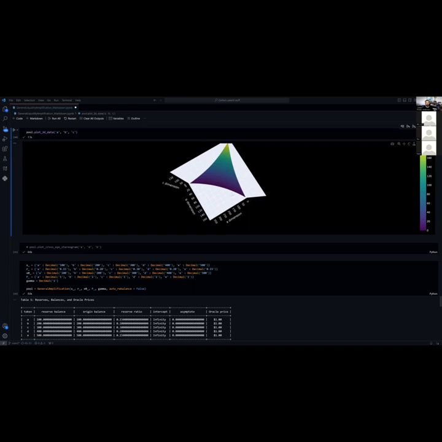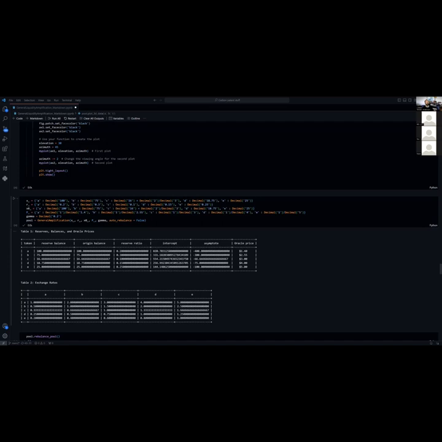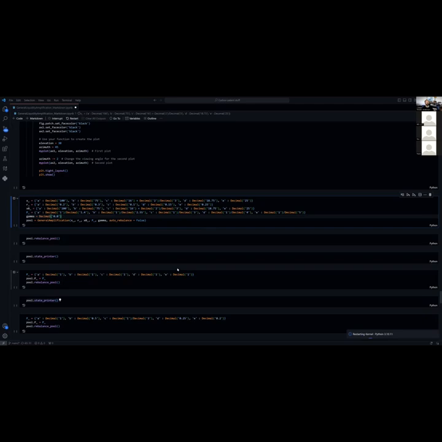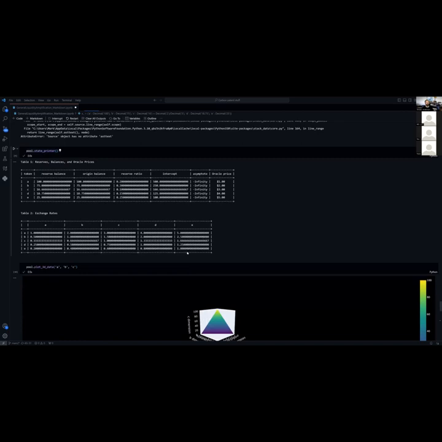But what do you think it would look like if we increase the amplification to infinity? Just quietly think to yourself, what would that actually be? Let's just run all the cells again. We now just get a triangle, right? A perfectly straight triangle.